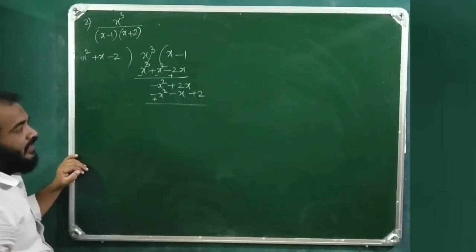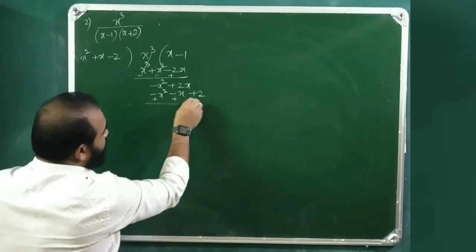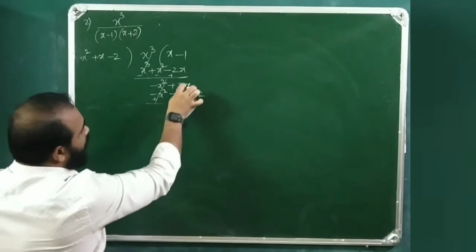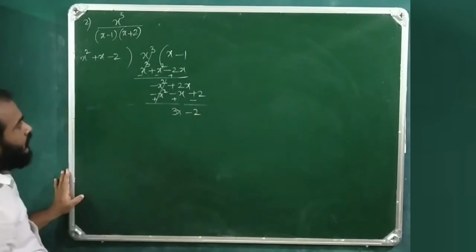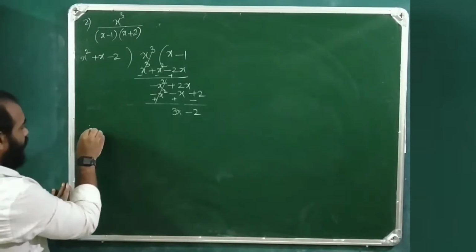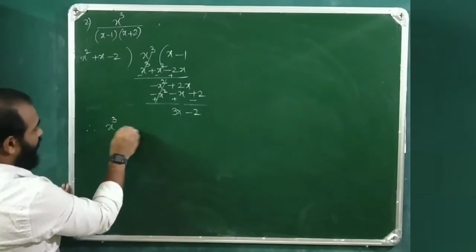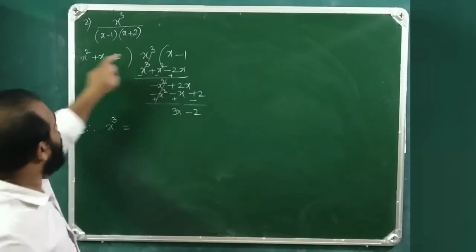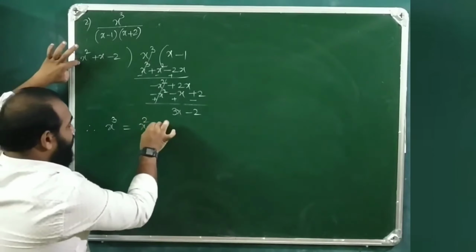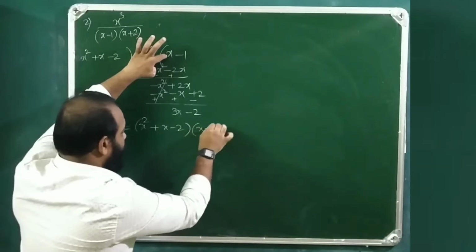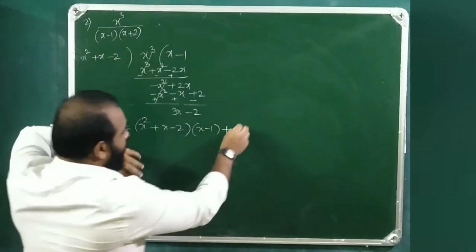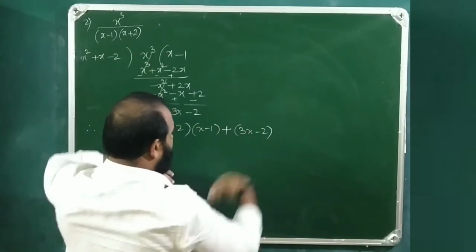So subtraction again, plus minus gets cancelled. 2x plus x is 3x minus 2. So therefore x cube is equal to (x square plus x minus 2) into (x minus 1) plus 3x minus 2.